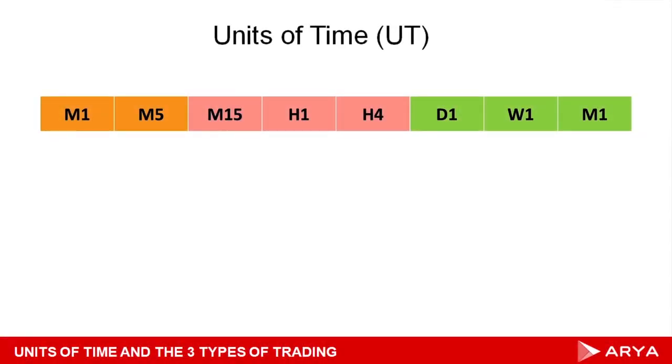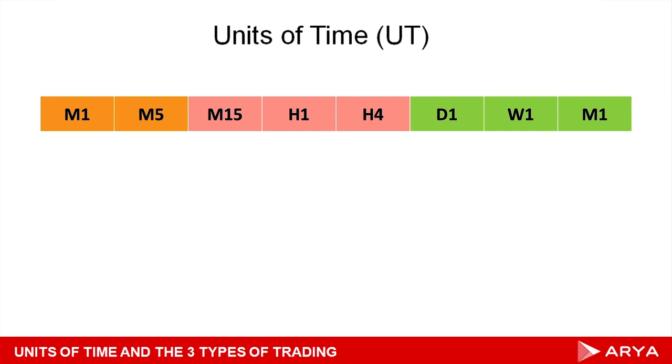Welcome to this video. I am going to talk to you about two important concepts: units of time, which we commonly call UT, and the types of trading over UT. Let's begin with the units of time. A UT is actually a period which you select in order to measure a variable that changes over time.